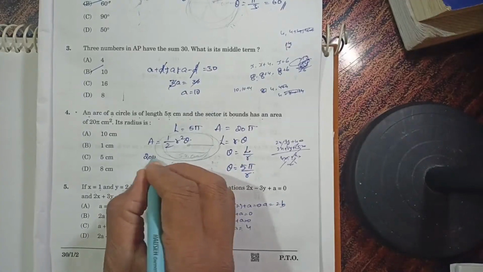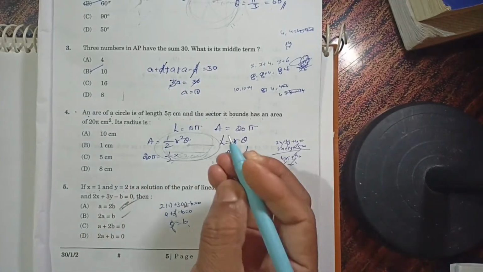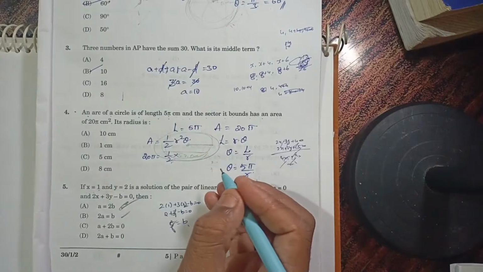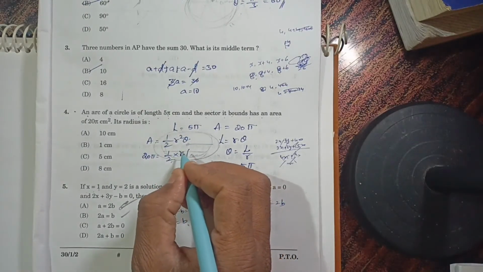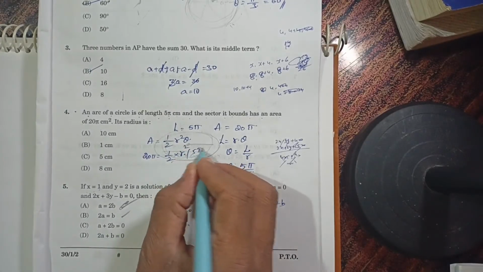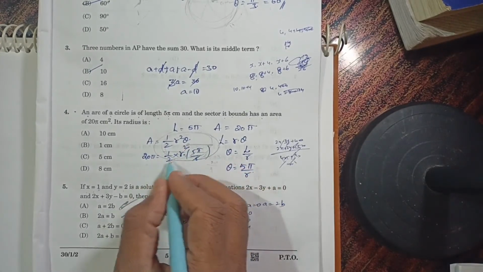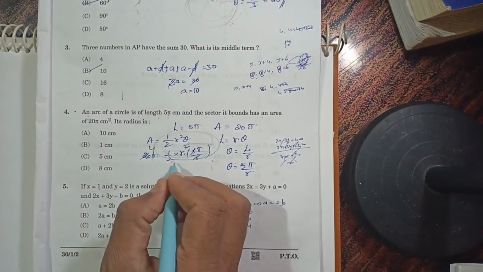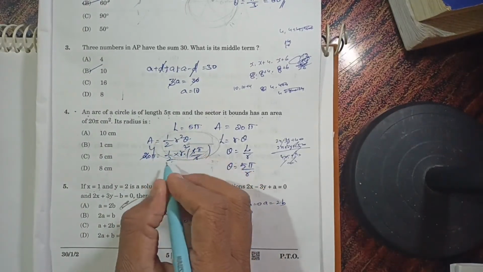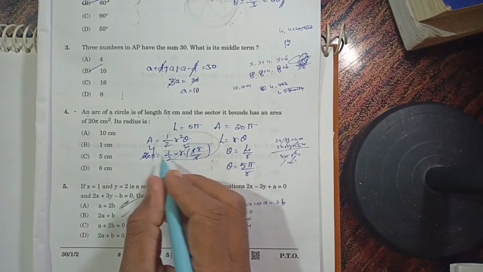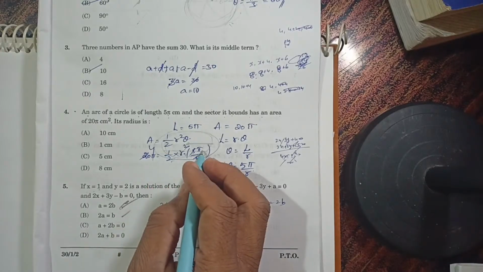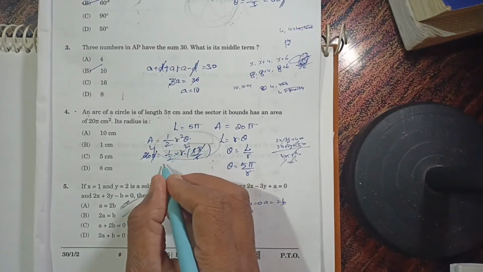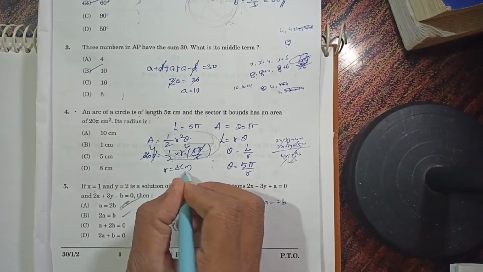Already given, 20 pi is equal to 1 by 2 into radius. Radius we are going to write as it is, r square, and theta value 5 pi by r square. Theta will get cancelled. So 5 ones are 5, 4 fives are 20, 4 twos are 8. Pi will get cancelled. So r value we are getting 8 centimeters. So the answer is 8 centimeters.